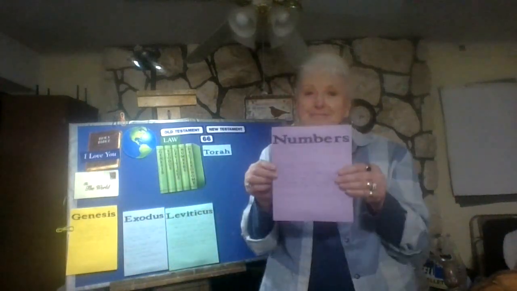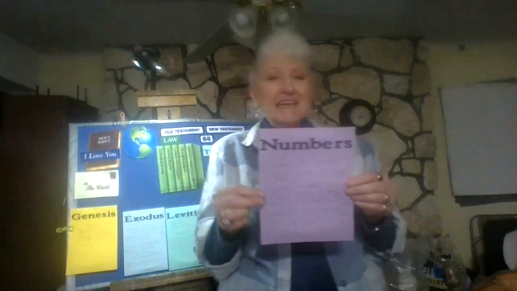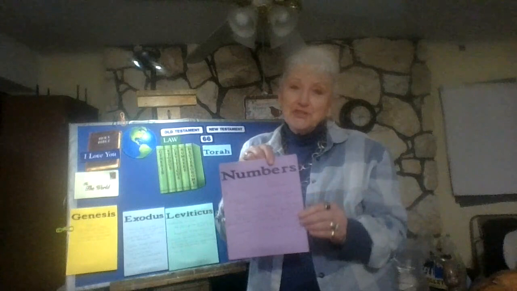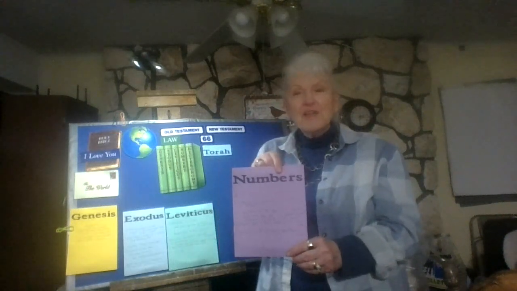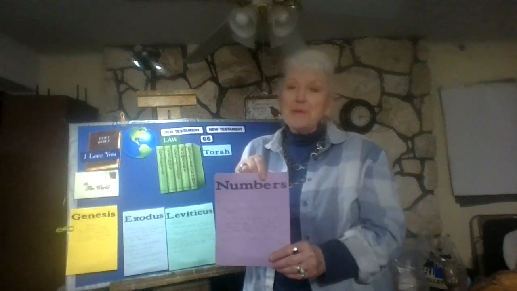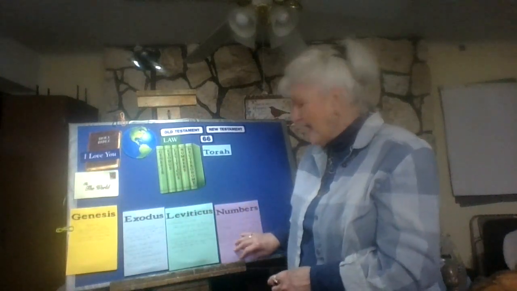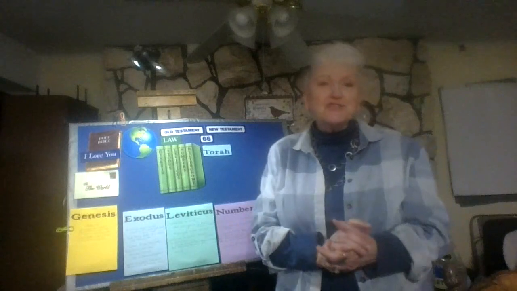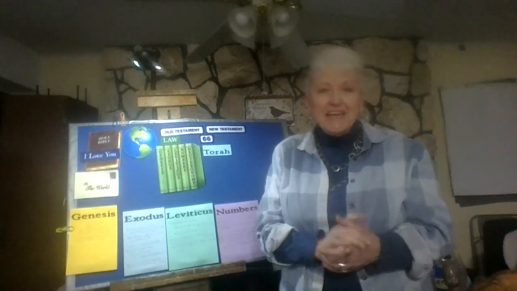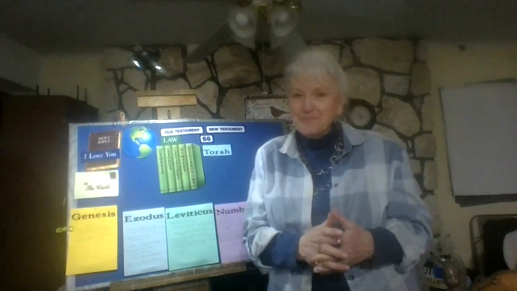The next book is Numbers. Numbers is an easy one to say, Numbers. And that's what it is. It's the numbering. They took 2 census. Census is when you number the people, and they did. They numbered the people to know how many were in their army and how many were in this family and that family. And it also gives them instructions in entering the promised land.